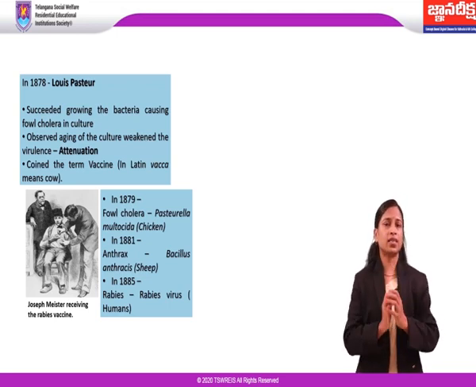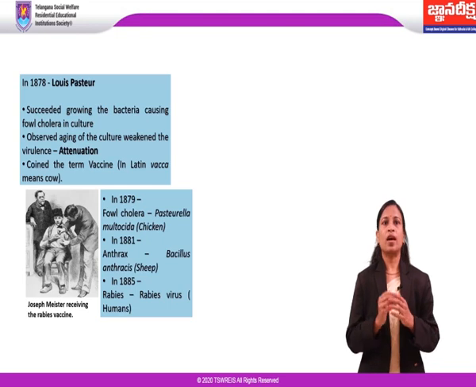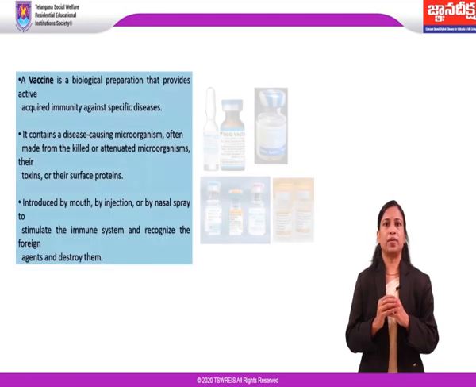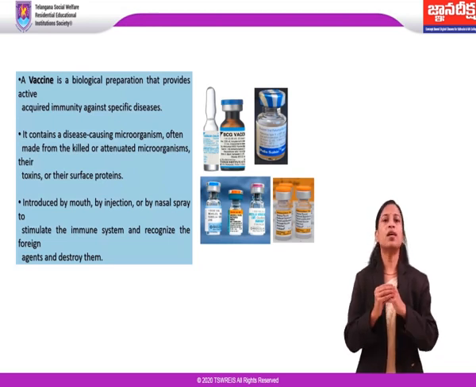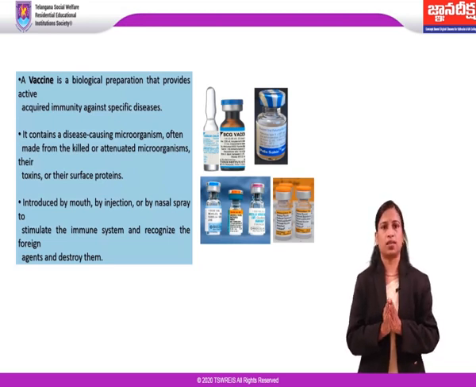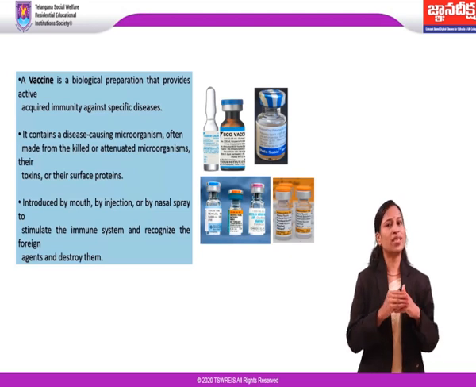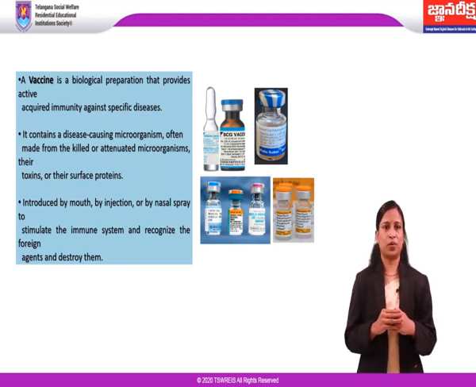Now, let's understand what is a vaccine. A vaccine is a biological preparation that provides active acquired immunity against specific diseases. A vaccine typically contains an agent that resembles a disease-causing microorganism and is often made from killed or attenuated microorganisms or their toxins or their surface proteins.